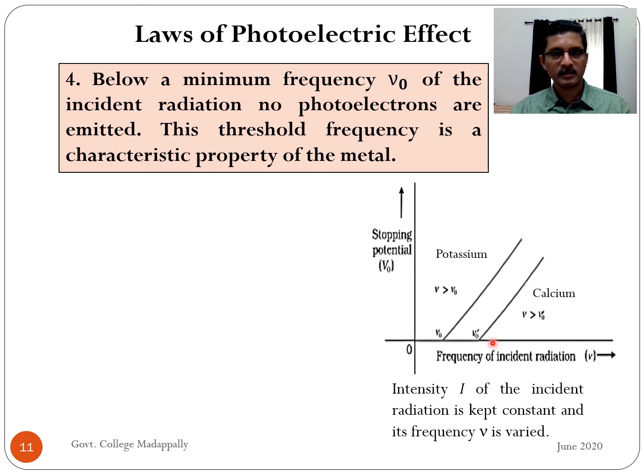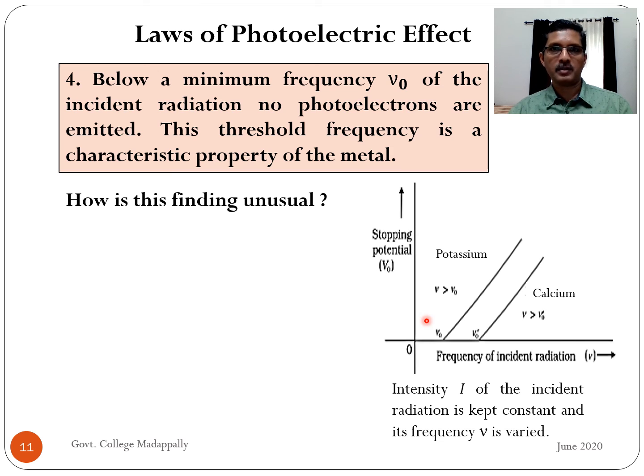For calcium, you have another threshold frequency. It is higher than that of potassium. Why it is higher than that of potassium is another question that we will address later. But for the time being, what we can keep in mind is that for each metal there is a unique threshold frequency below which there is no photoelectric emission, right?